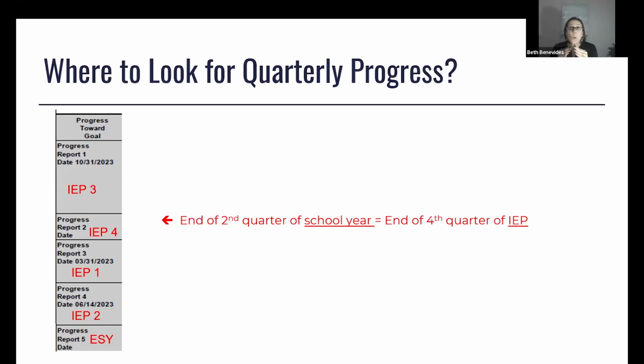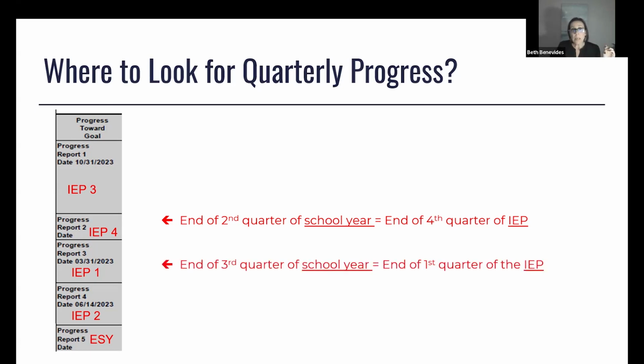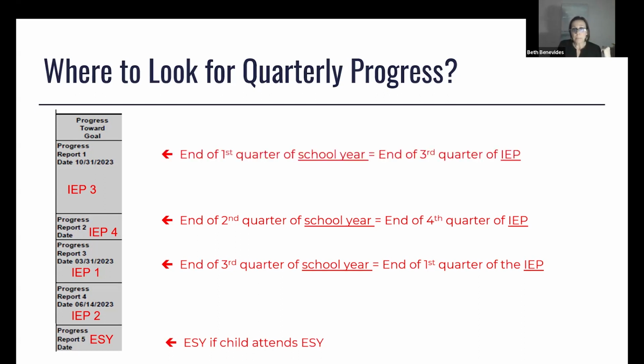So you can see that quarter one of the school year is really 10/31/2023, but quarter three of your child's IEP is that date. So it gets a little bit confusing, and that's why things are not always in the right order. Again, it aligns to the date on your child's IEP. I'm just highlighting this again so you can see the difference. Third quarter's end of school year is the first quarter of this child's IEP. And ESY is always in report 5 if your child attends ESY. I know that can be a little bit confusing, but it's important to know why things are in the blocks that they're in.